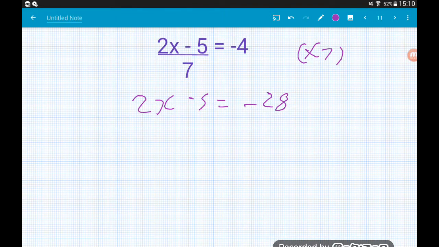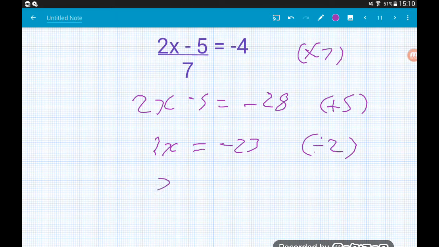Now we're going to want to add the 5, which will leave us with 2x being equal to minus 23. And then finally, if we divide by the 2, that's going to leave us with x equals minus 23 over 2. Again, you're absolutely fine to leave your answer in terms of a fraction, but just in case you wanted that as a decimal, it would also be minus 11.5. Cool.